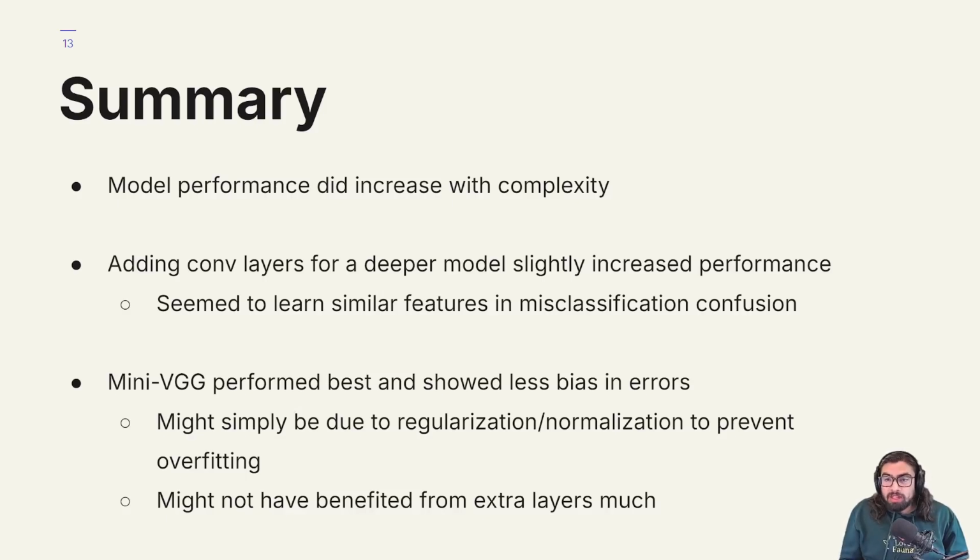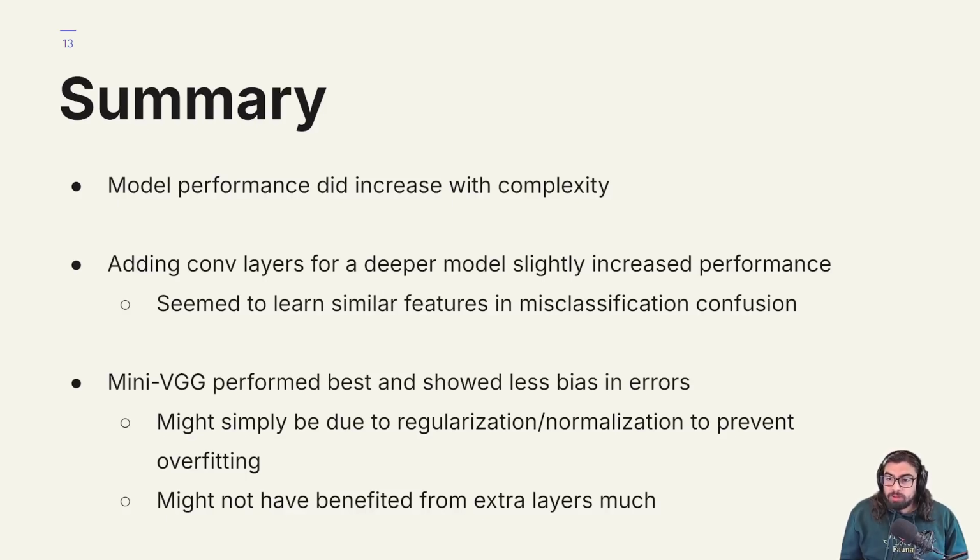So in summary, just kind of wrapping things up, model performance did increase with complexity, but my results exploration seems to indicate that simply adding layers wasn't the best approach to improving classification accuracy. Doubling the convolutional layers from the simple model from 2 to 4 in the deeper model only improved performance marginally, and both models still made many of the same errors, meaning they probably converged to similar weights along their layers.